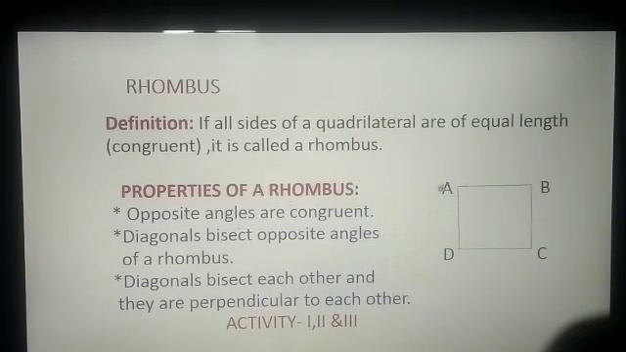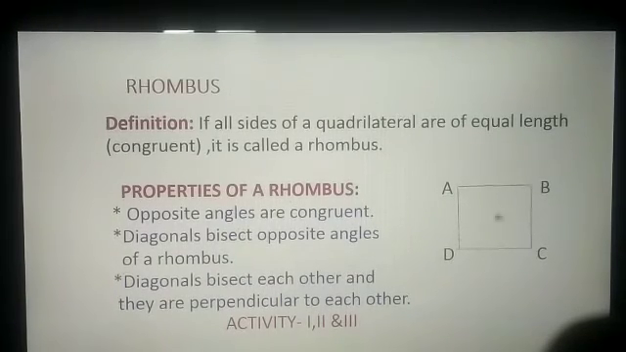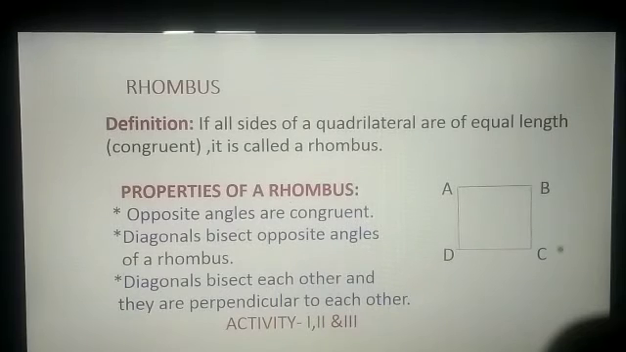So where are the diagonals? Diagonal AC and diagonal BD, these are the diagonals. When they bisect each other, they form a perpendicular bisector. They are perpendicular to each other. They bisect opposite angles. Diagonals bisect opposite angles, and opposite angles are congruent. Angle A and angle C are congruent. Angle B and angle D are also congruent. So now we have seen rectangle, square and rhombus, and their properties also.